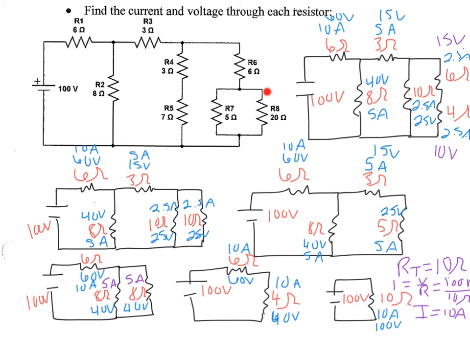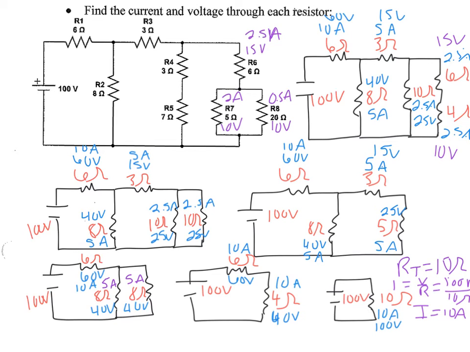Okay, almost done. These two were in parallel, so combining that, they have the same voltage. So this will be 10 volts, 10 volts. This is still 15 volts, 2.5 amps. I equals V over R, so 10 divided by 20 is 0.5 amps. 10 divided by 5 is 2 amps.